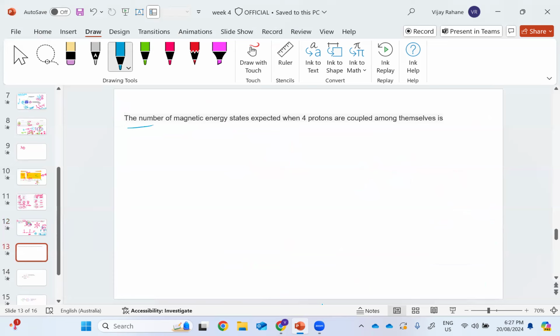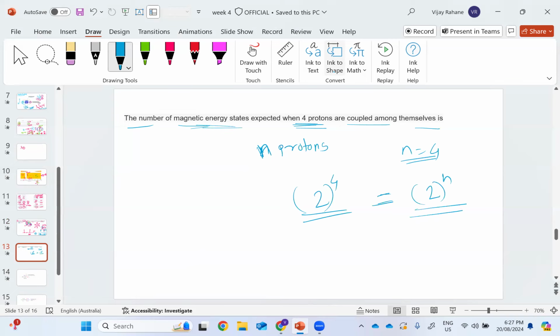Another example is the number of magnetic energy states expected for four protons that are coupled among themselves. Let's say we have n protons that couple among themselves. How many will it be? It will be 2 raised to 4. In general, you can consider the magnetic energy states possible for any number of protons, here n is equal to 4. So this formula, 2 raised to n, you need to consider to find out the magnetic energy states possible for protons which are coupled among themselves. So the total magnetic energy states for this one will be 2 raised to 4.